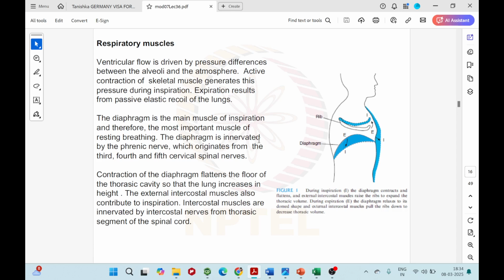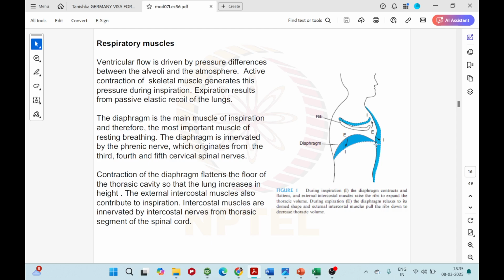The diaphragm is innervated by the phrenic nerve, which originates from the third, fourth and fifth cervical spinal cord. The contraction of the diaphragm flattens the floor of the thoracic cavity. In the relaxed state it is dome shaped, but when it contracts, it becomes flattened, and the thoracic volume increases so that the outside air can be inhaled.